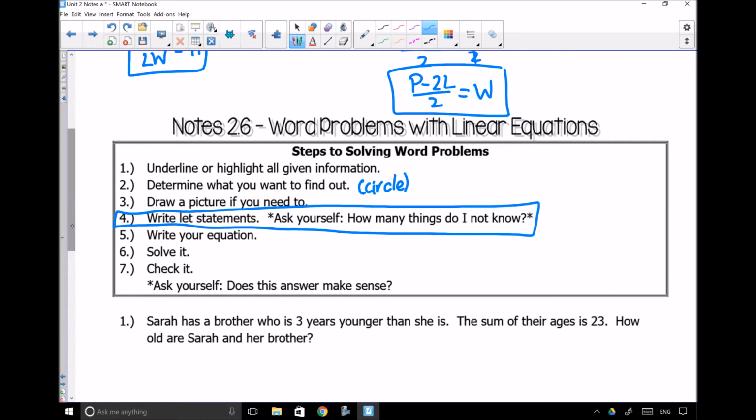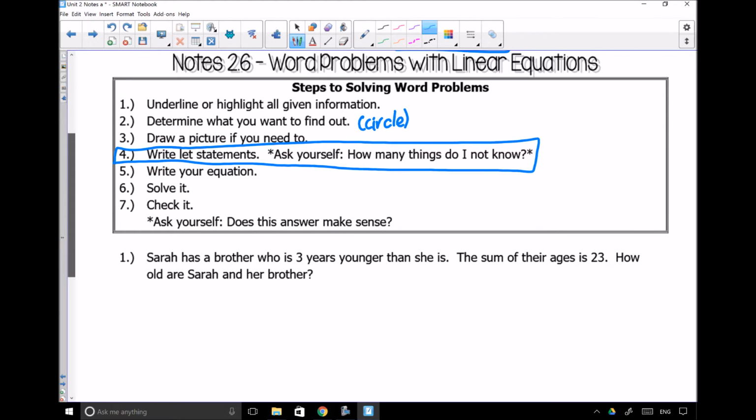Step number 5 is to write your equation. Step number 6 is to solve it. And step number 7 is to check it. And when you're done, you have to ask yourself, does this answer make sense? So let's take a look at how to apply all these steps to question number 1.